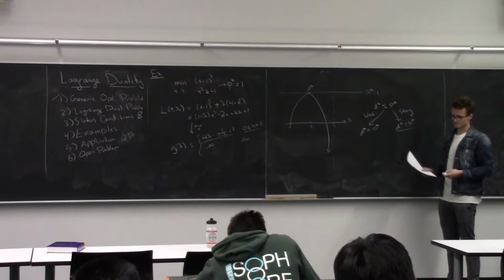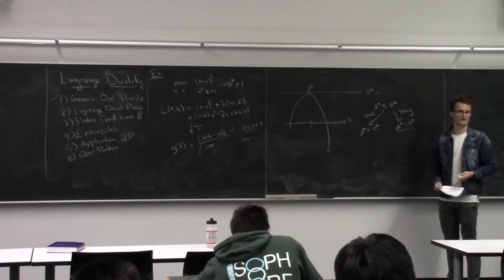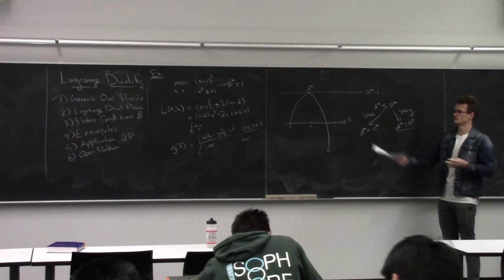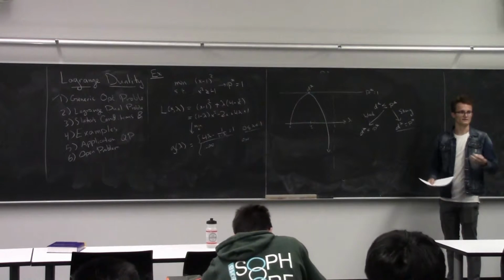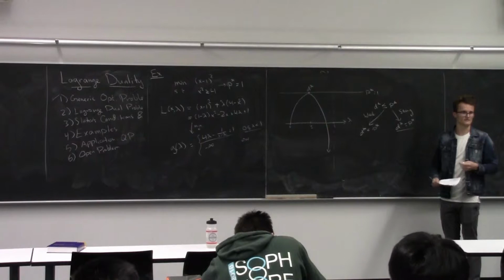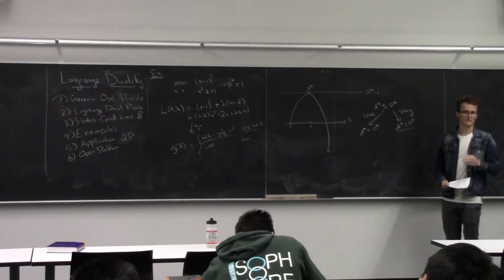Strong duality holds very often when the problem is convex. There's a simple check called Slater's condition that basically tells you if your problem satisfies this, and most of the time it holds. Okay.